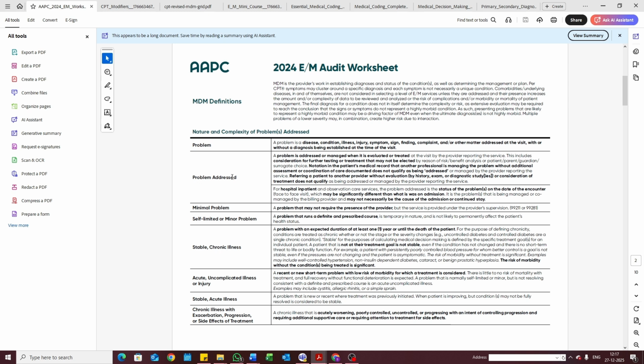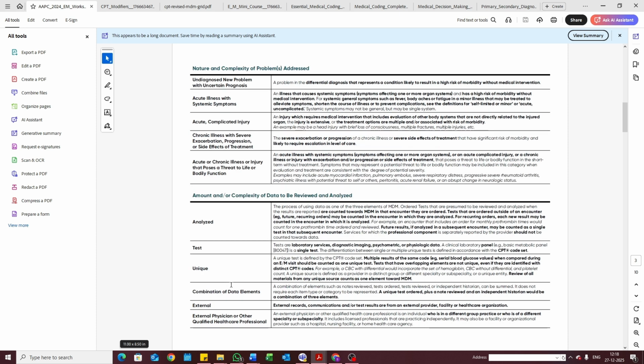Later, problem addressed: minimal problem, self-limited or minor problem. What is a stable chronic illness? What is an acute uncomplicated illness or injury? Stable acute illness, chronic illness, exacerbations, progression or side effects of treatment. And then data: amount and/or complexity of data to be reviewed and analyzed.